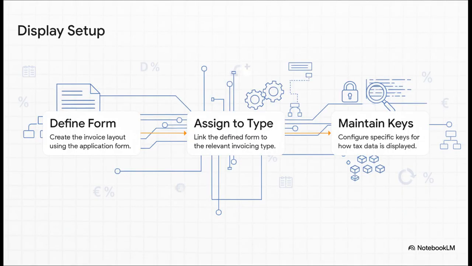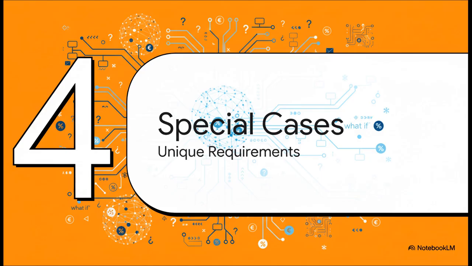And just like with tax determination, this is all driven by how you set things up. You define your invoice layout, you assign that layout to a specific invoicing process, and you maintain the keys for how the tax is displayed. This makes sure the right layout is used consistently every single time. But hey, we all know business isn't always standard, right? What happens when you're dealing with unique global requirements or weird exceptions to the rule? Let's dive into the what-ifs and see how the system can handle those special cases.